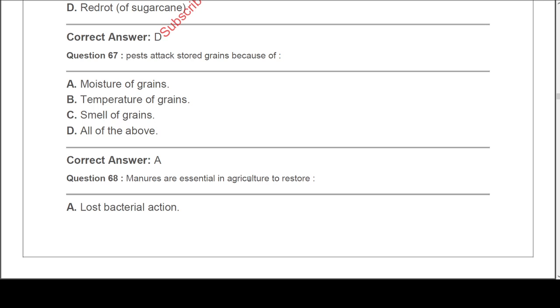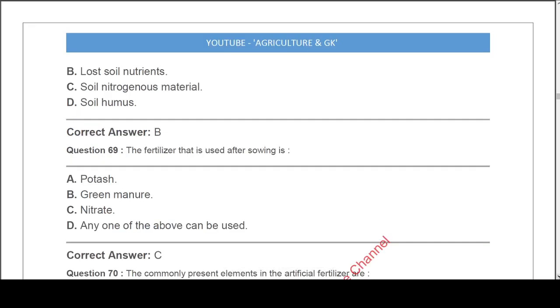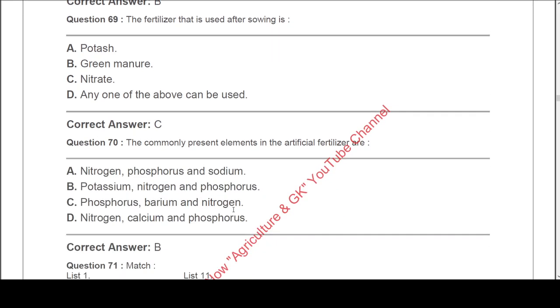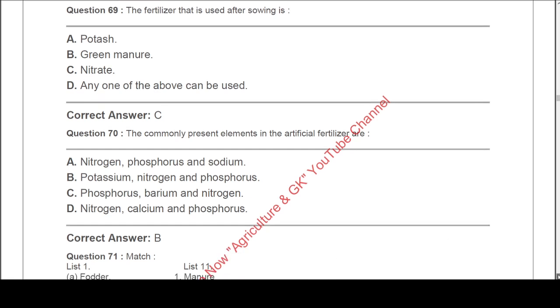Manures are essential in agriculture to restore. The answer is option B, lost soil nutrients, because manure is the one which provides nutrients to the soil. Definitely it will be option B. The fertilizer that is used after sowing is option C, that is nitrate. The commonly present elements in artificial fertilizer are option B, potassium, nitrogen, phosphorus. Next question. Match the following.